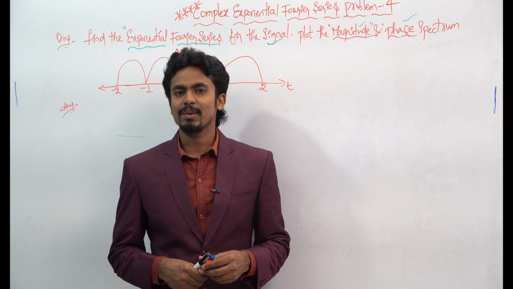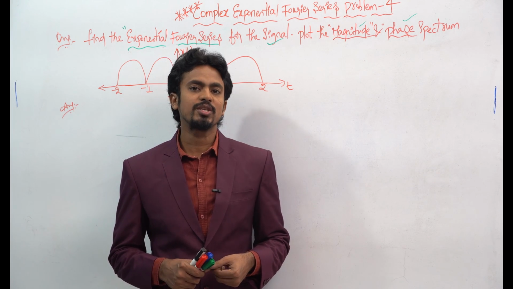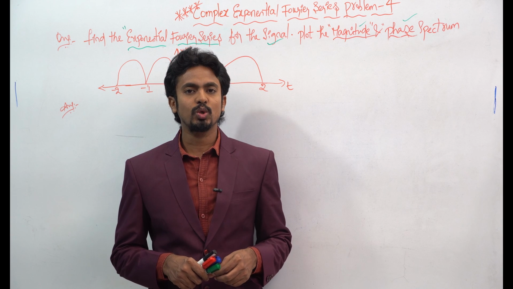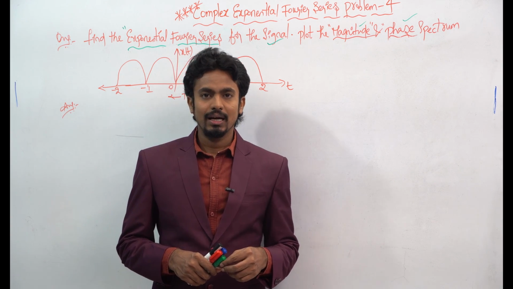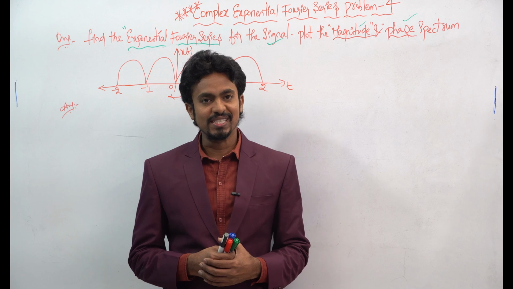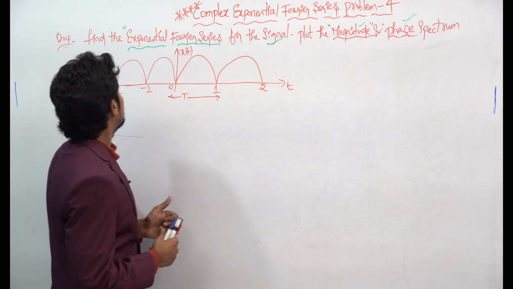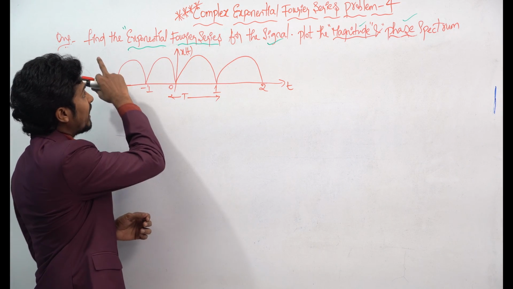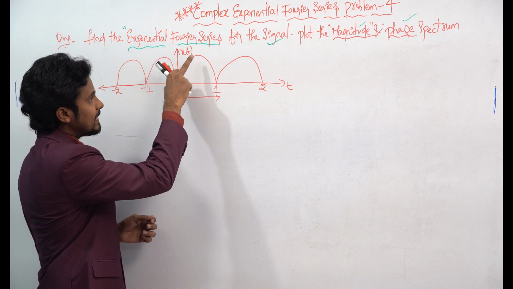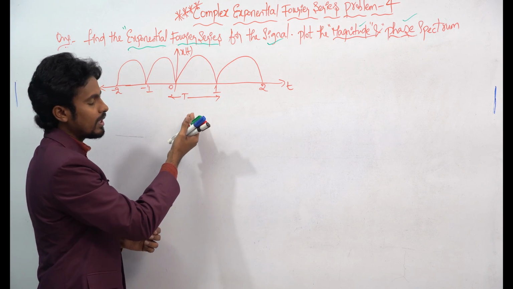Before we see some questions based on the complex exponential Fourier series. Now let's move on to another periodic signal based on the complex exponential Fourier series. Here, what they ask is: find the exponential Fourier series for the given signal. This is the given signal.